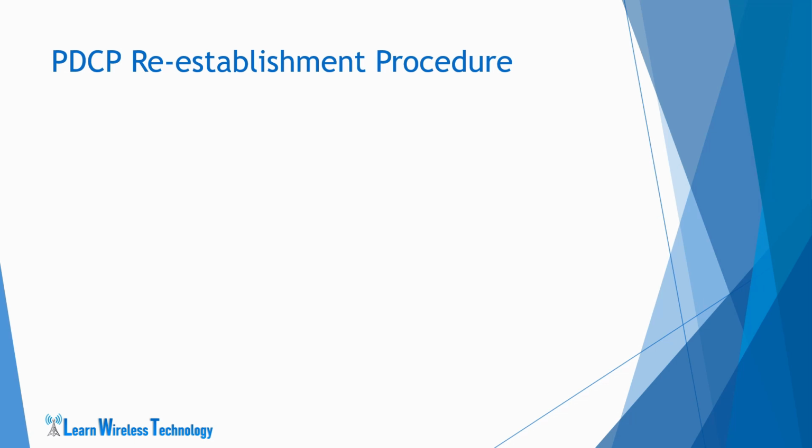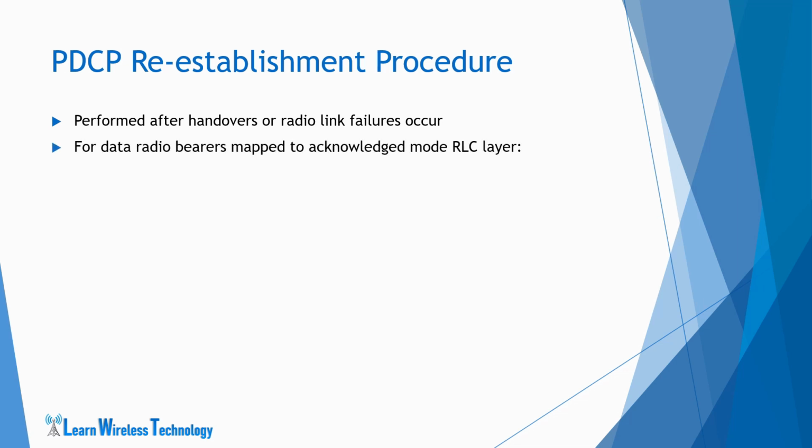Now let's look at the re-establishment procedure performed by PDCP. So PDCP performs re-establishment procedure after handovers or radio link failures occur. When the data radio bearers are mapped to the RLC layer, which is configured in acknowledged mode, the PDCP stores the SDUs in its retransmission buffer until the RLC acknowledges PDCP of the successful reception.